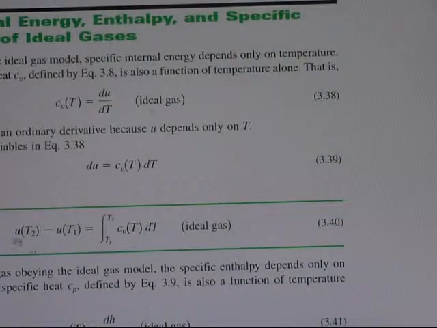So therefore, the change of the internal energy U2 minus U1 equals the integral of CV(T) dT. So integrate from T1 to T2. This is for the ideal gas.